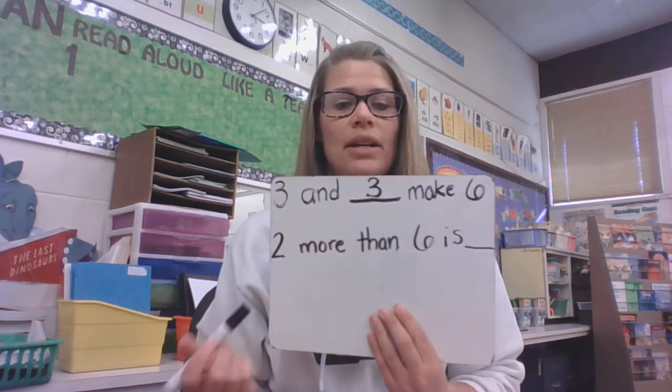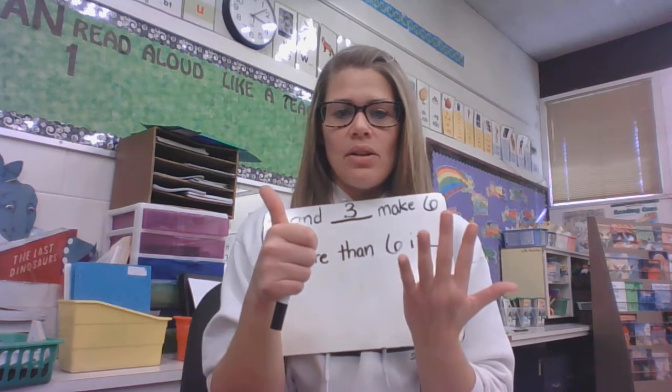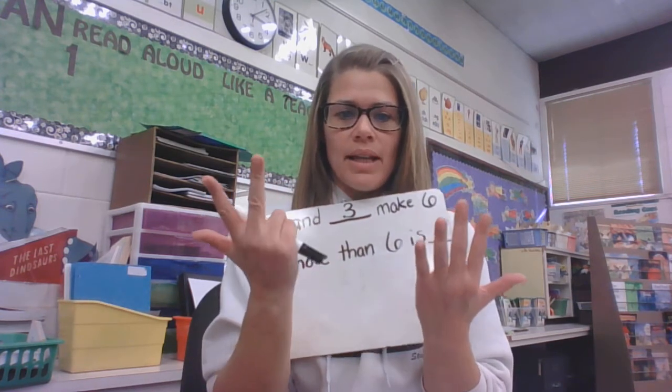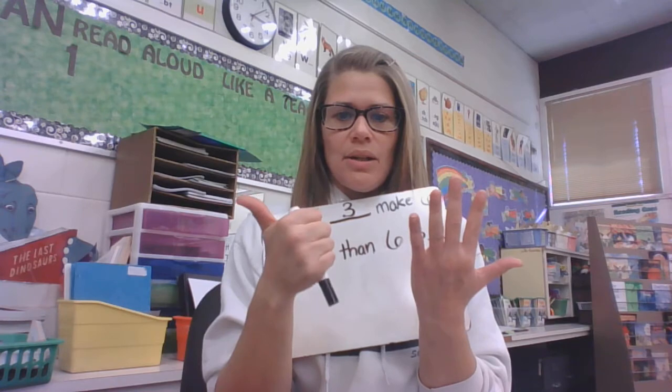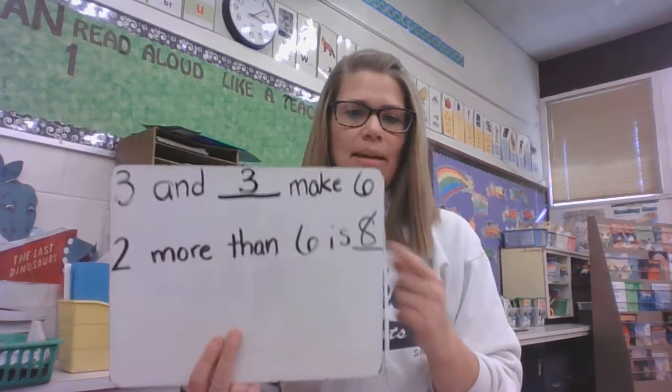Down here, 2 more than 6 is blank. So if I've got 6, what is 2 more? It is 8. So here is 6, 2 more is 8. So 2 more than 6 was 8. Hopefully you had 8 in that blank.